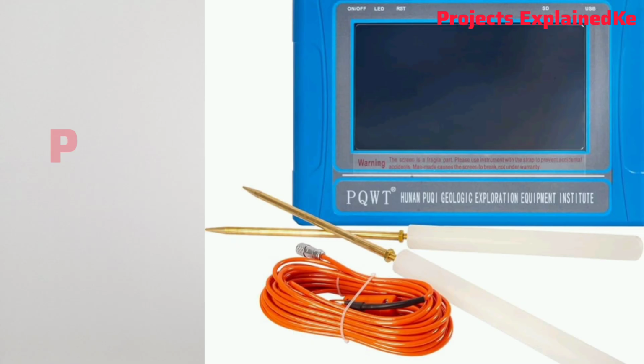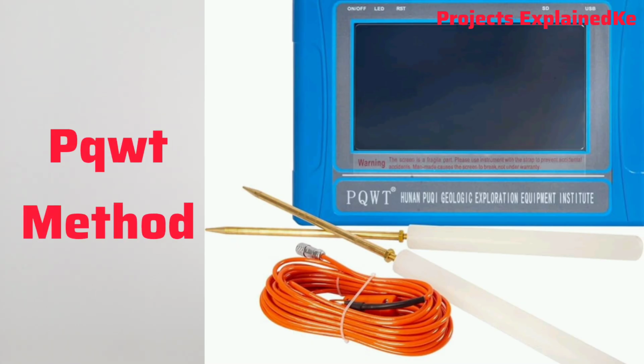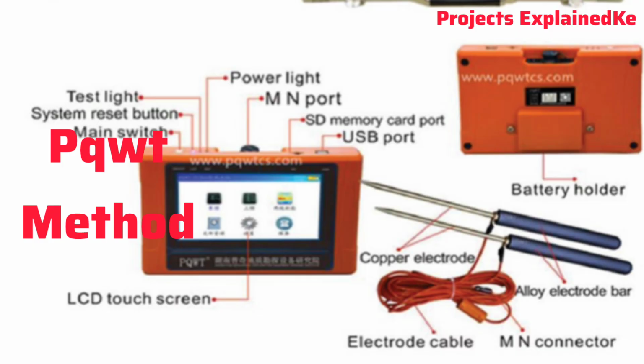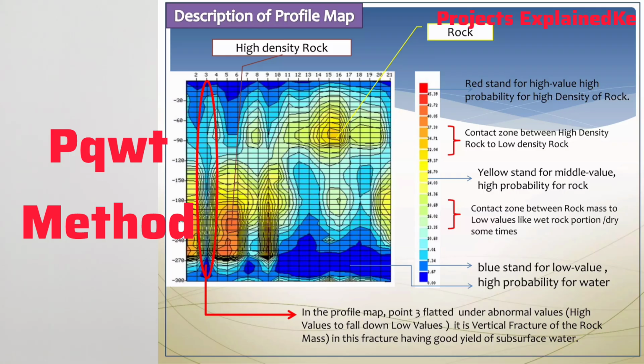Then you go to the PQWT, which is also called imaging. This method stands for Pulse Quantum Water Test. It's an advanced technique used to locate groundwater. It involves using a specialized instrument that emits pulse electromagnetic waves into the ground, and by analyzing the response of these waves, the PQWT method can help identify the presence of groundwater.